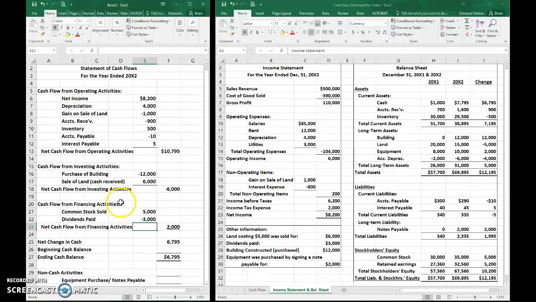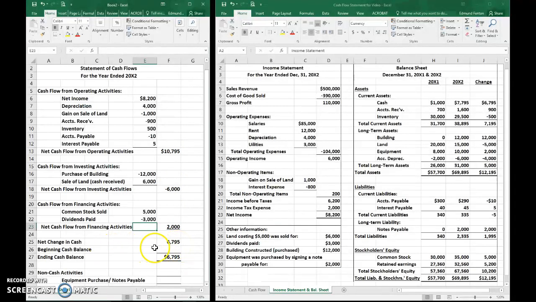Okay. So now we've computed the net cash flow from financing activities. That's $2,000 positive. What you will do, and of course I already have this set up to save time, you now net these three main sections. Net cash flow from operating activities, it's a positive number. We have a negative cash flow from investing and a positive from financing. Net those out, we have a change in cash of $6,795.